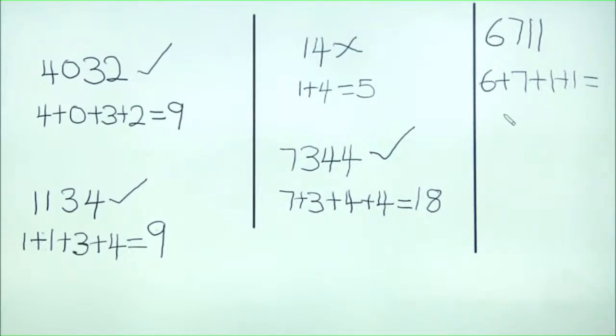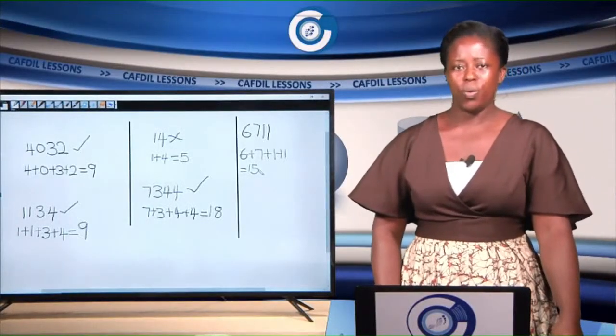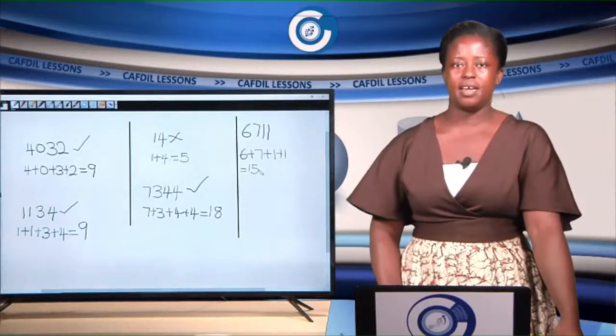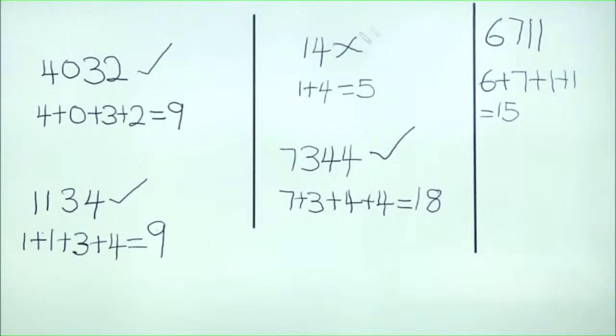Let's write the result here, the sum. It will be 15. And is 15 divisible by 9? No, 15 is not divisible by 9. Therefore, 6,711 is not a multiple of 9. So we have crossed it.